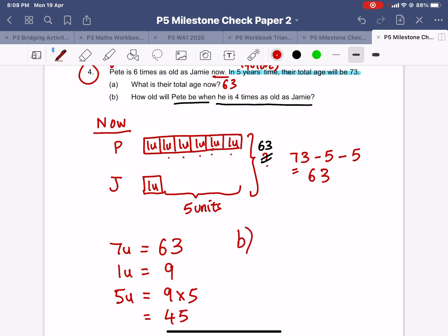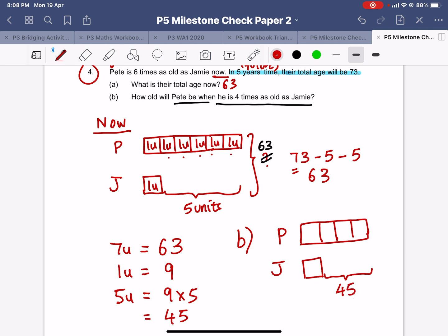So part B will now be easy already. But Pete and Jamie, you want Pete to be 4 times older than Jamie. This is what you want, right? Part B, you want Pete to be 4 times older than Jamie. But you know that no matter what, their difference, which is the 3 units, will always be 45.